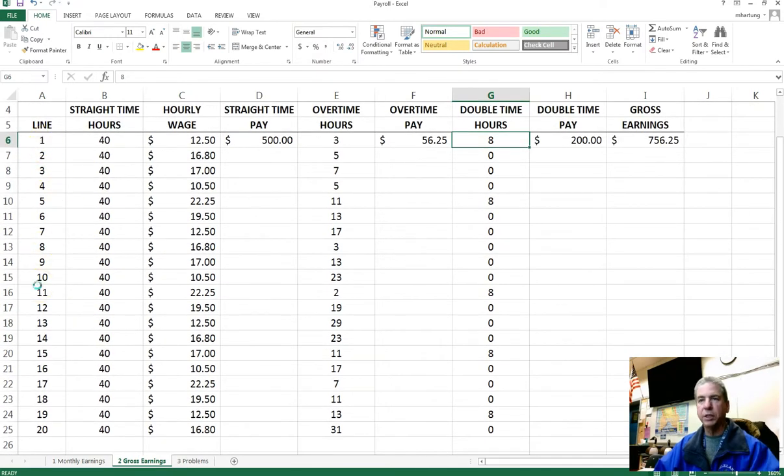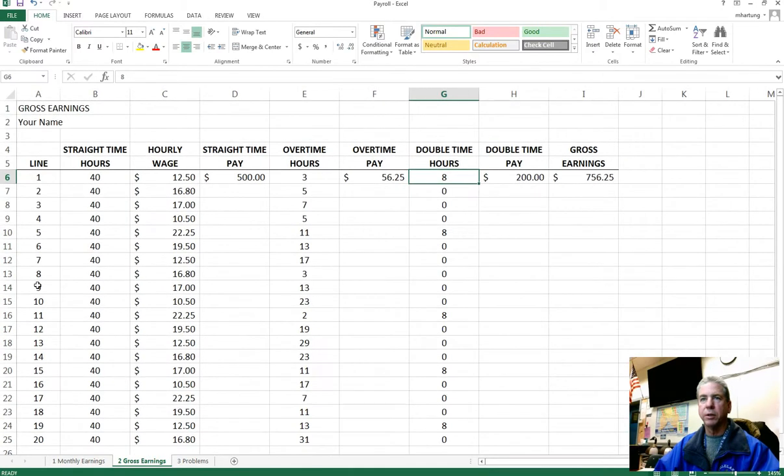So I'm going to set this up so you can pause it and go ahead and create our next worksheet, where we learn how to calculate straight time hours, overtime hours, double time hours, and then add those all up to calculate the gross earnings.